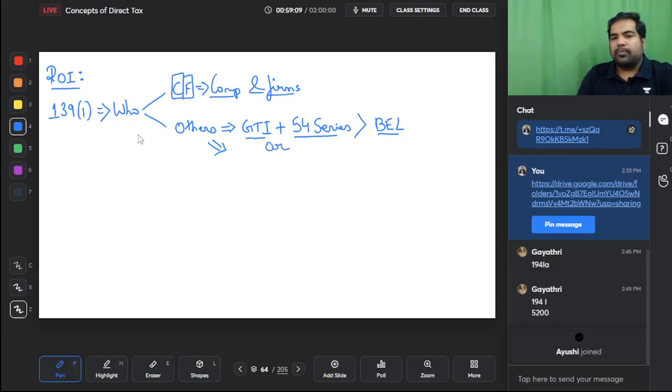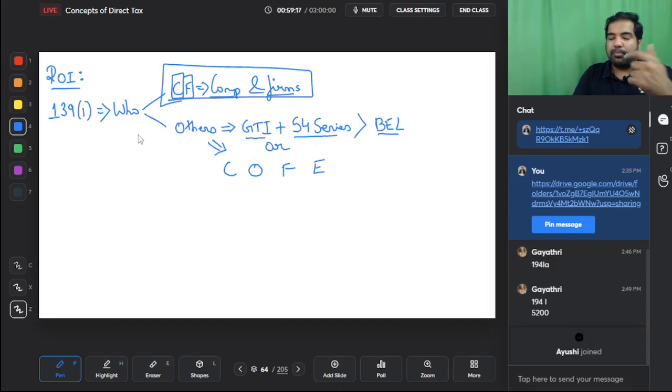Or, if you drink coffee. So for companies and firms, you don't have to check all of this. For others like you, me, etc., we have to check this. Either the first one, GTI plus 54 greater than basic exemption limit, or coffee. What is coffee? Let's check what is coffee.